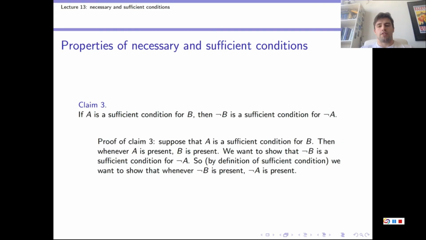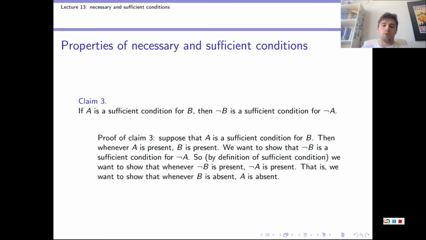Well, by the definition of sufficient condition, that just means we want to show that whenever not B is present, not A is present also. Now, we know exactly what it means for a property not B to be present. We defined that all the way back when we looked at presence tables. And we know that a property not B is present just in case the property B is absent, and similarly for the property not A. So, to show that whenever not B is present, not A is also present, we have to show that whenever B is absent, A is absent. That's just what that means.